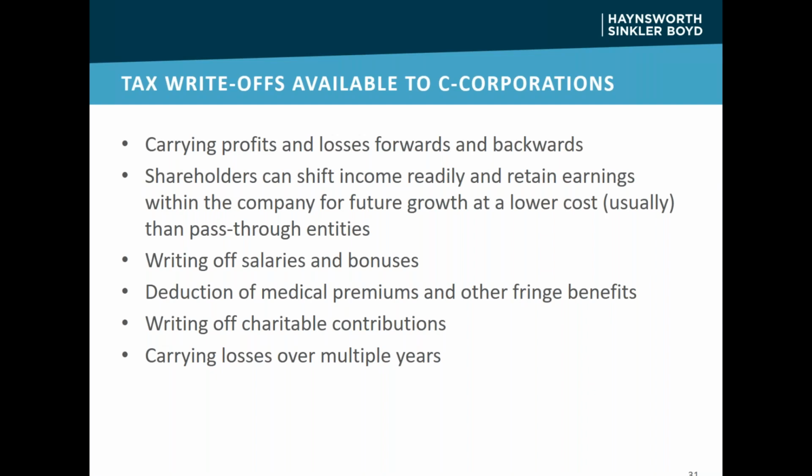Shareholders can shift income readily and retain earnings within the company for future growth at a lower cost, usually, than pass-through entities. S corporation and partnership profits appear on a shareholder's tax return, regardless of whether they have taken a distribution or not. So owners can get pushed into a higher tax bracket even when they put all of their profits back into the company. C corporations have the ability to write off salaries and bonuses.